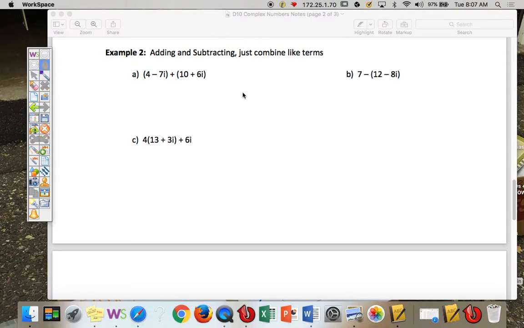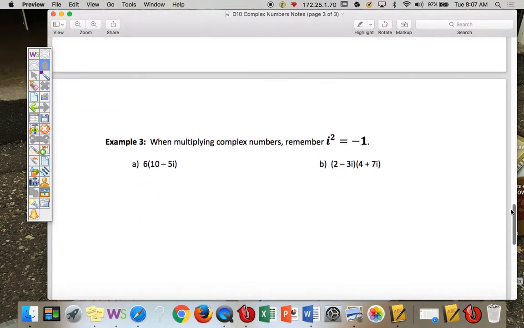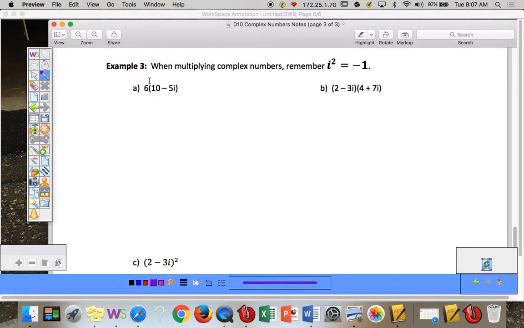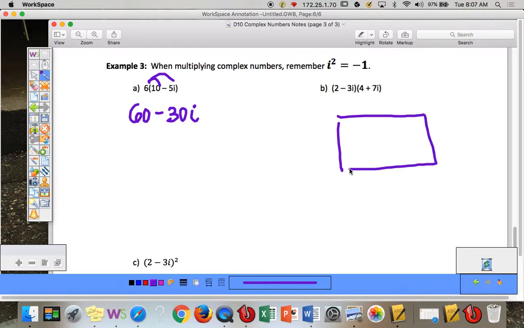So treat your i just like a variable, like x, and combine like terms. When multiplying complex numbers, remember i squared is negative 1. So let's take a look at the first example. We got 60 minus 30i, and then there's our answer. This one right here, we have to use a box, or FOIL. We have 2 minus 3i. We have 4 plus 7i.